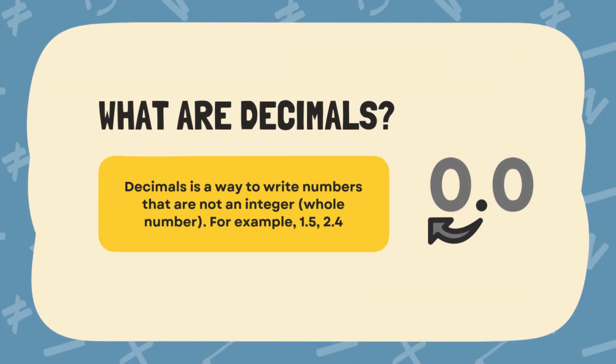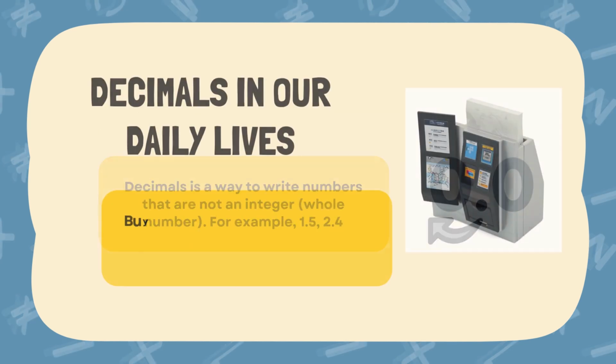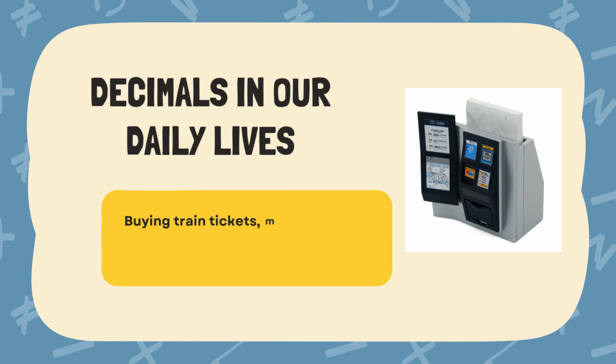So what are decimals? Decimals are a way to write numbers that are not an integer, or in other words, not a whole number. So for example, 1.5 and 2.4. I'm sure everyone has come across decimals in our daily lives. So some examples would be buying train tickets, measuring your weight and height, and also the length of things.